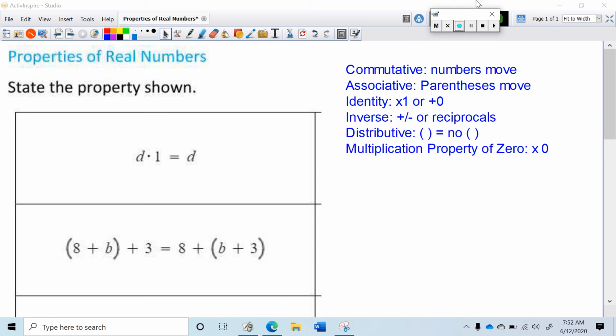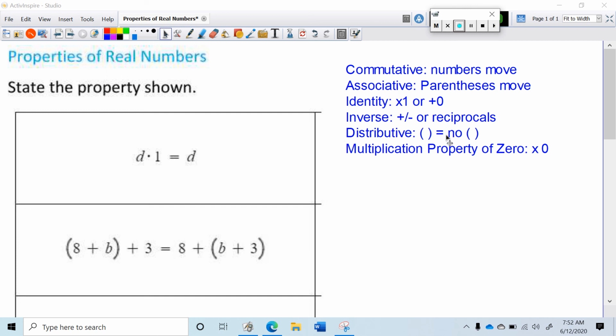Okay, the properties of real numbers are the following. Commutative property, the numbers move. Associative property, the parentheses move. Identity, either you're going to multiply by 1 or add 0 depending on whether it's multiplicative identity or additive identity. Inverse, if it's additive inverse, you're going to be adding and subtracting. If it's multiplicative inverse, you're going to be using reciprocals. So one's a fraction and one's not, they're flipped.